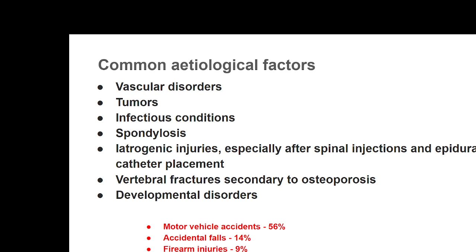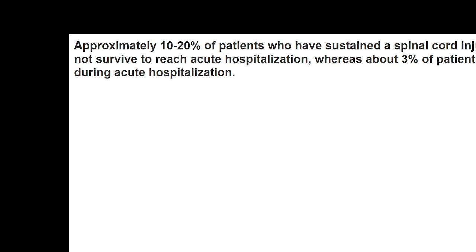When we consider spinal injuries in India particularly, among the traumatic causes, motor vehicle accidents constitute the majority, 56%. Other accidental falls, like from a tree and so on, are around 14%. Firearm injuries, like bullets and other weapons, 9%. Sports injuries around 7%. This is the data from India in 2014. Of course, this may change according to lifestyle factors. Approximately 10 to 20% of the patients who have sustained spinal cord injury do not survive to reach acute hospitalization.